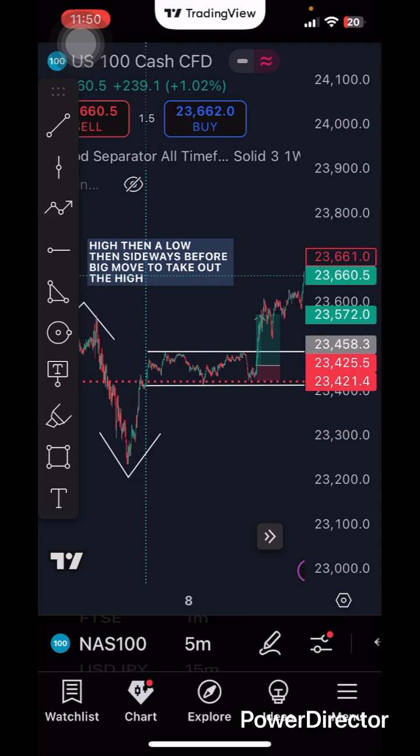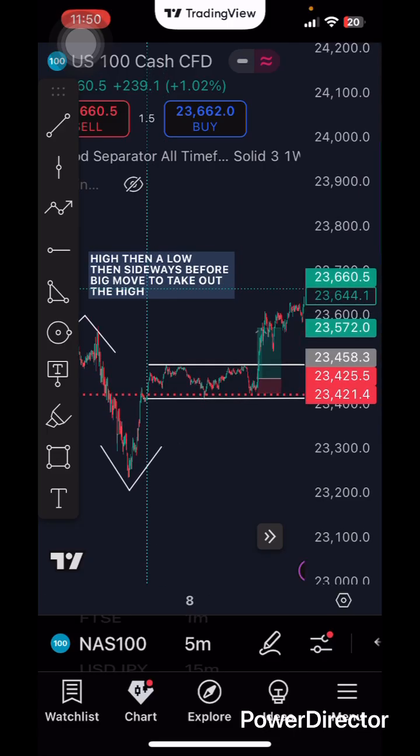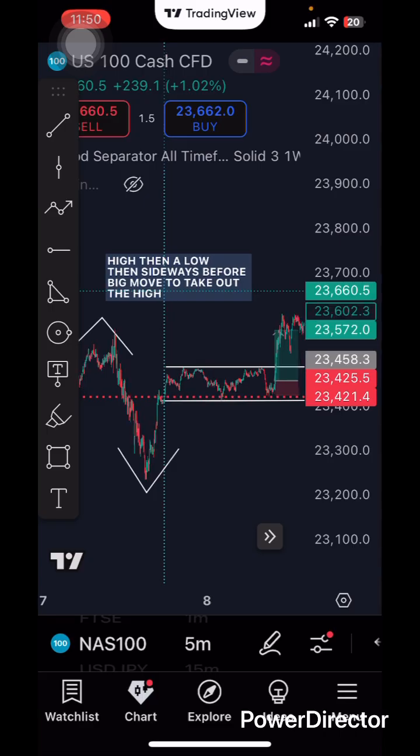Here, this consolidation is really taking place kind of right in between, right in the middle of that high and low range. So we're not necessarily coiling under the high. If that was the case, we would also have to say we're coiling on top of the low, but really we're right here in the middle.